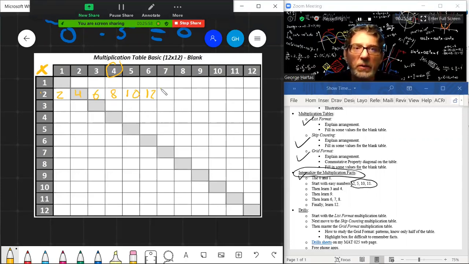2 times 7 is 14. That way, that gets hardwired into your brain. 2 times 8 is 16, and so on. So start with 2s, then maybe try the 5s.